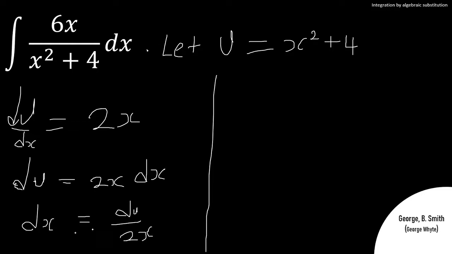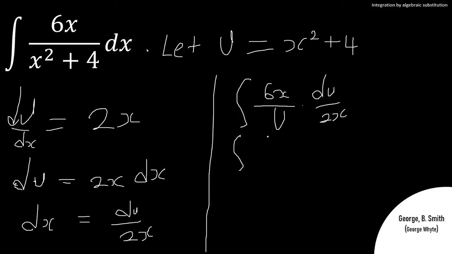Now wherever you see dx, you're going to put du over 2x, and wherever you see x squared plus 4, you're going to put u. So this expression as a whole is now going to be the integral. 6x remains 6x. We've not done anything to that. But instead of x squared plus 4, what we have now is u. In place of dx, we have du over 2x. Now from what we have here, x will cancel x. 2 will go into 6 to give us 3.